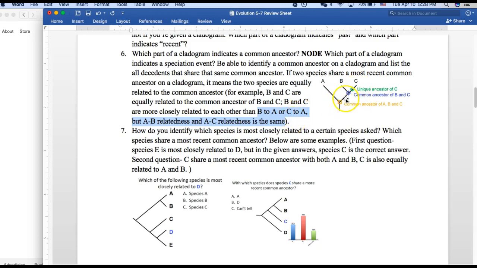So try to make sure that you understand how this works. This little paragraph over here, if you didn't quite understand what I was saying, read this over one more time. If you don't really know what it means, make sure you see me before the test tomorrow.